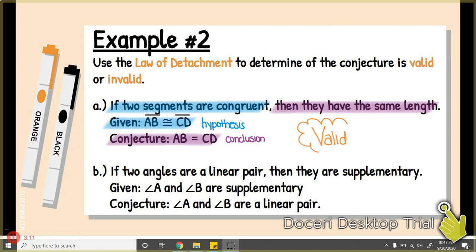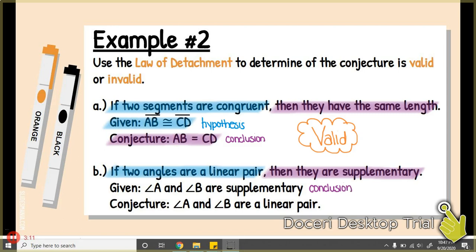If I look at example 2b, it says if two angles are a linear pair. That's my hypothesis. So my given statement would have to say something about two angles being a linear pair, because I'm going to pull that conditional statement apart, detach it, and I have to make sure my hypothesis is my given. And in this case, it is not. It does not say that angle A and B are a linear pair. It actually started with the conclusion, which says, then they are supplementary. So since this first part was not the hypothesis and they started with the conclusion, this would be invalid.